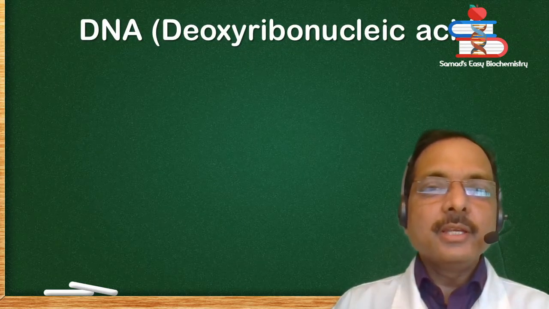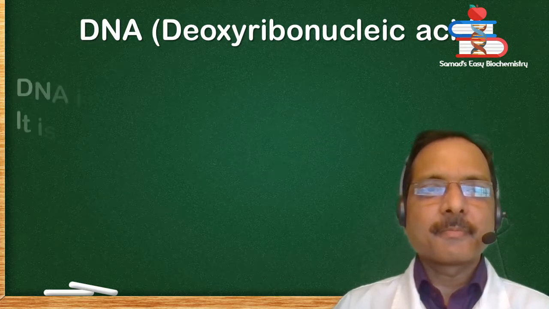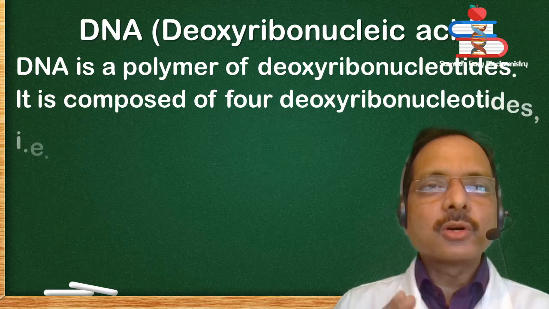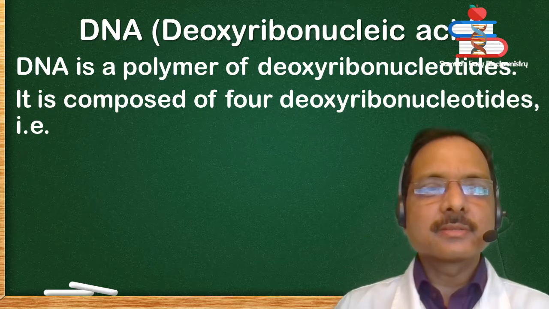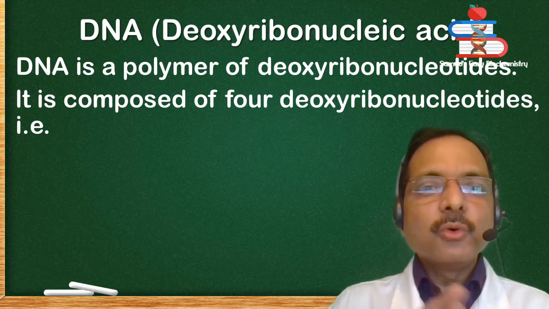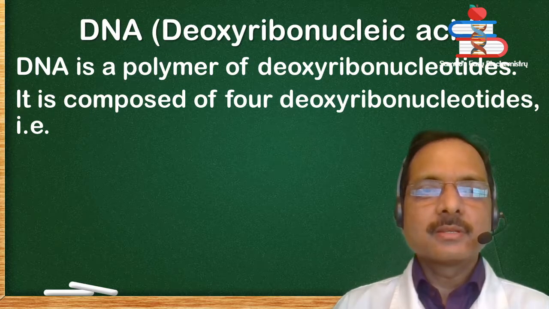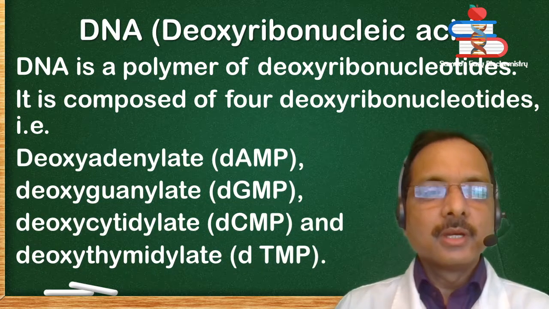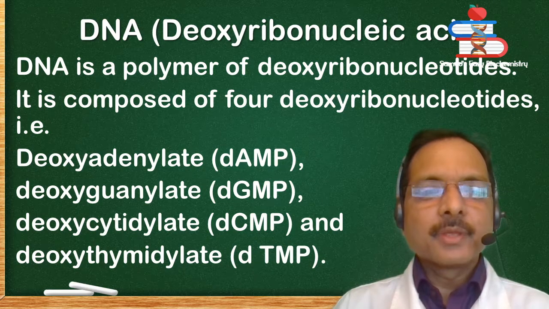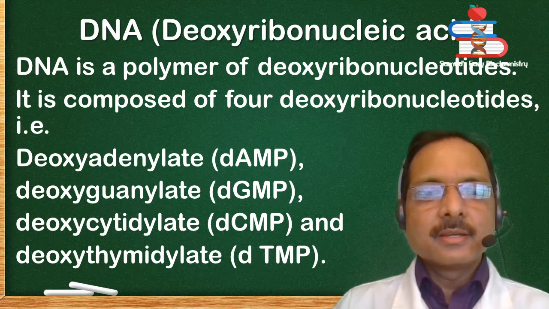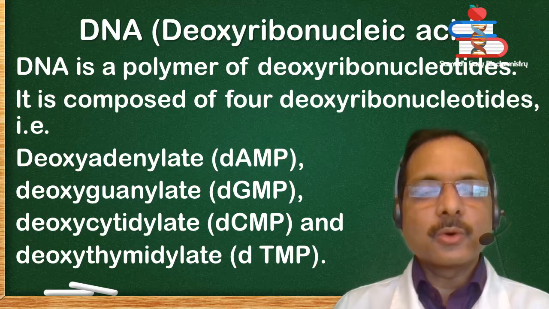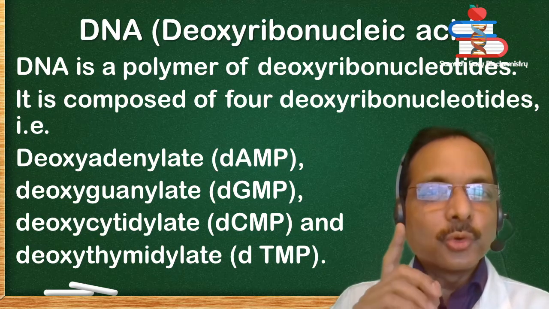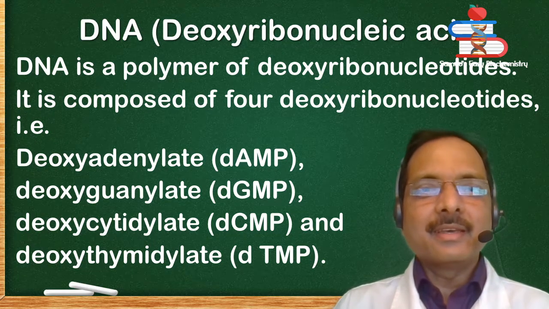DNA or deoxyribonucleic acid. DNA is a polymer of deoxyribonucleotides. It is composed of 4 deoxyribonucleotides. They are deoxyadenylate, deoxyguanylate, deoxycytidylate and deoxythymidylate. So nitrogen bases A, G, C and T are present. Uracil U is absent in DNA.